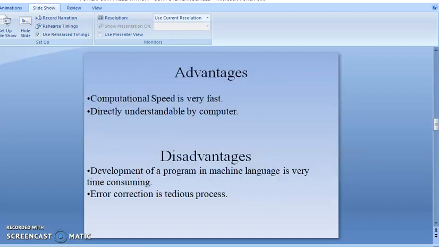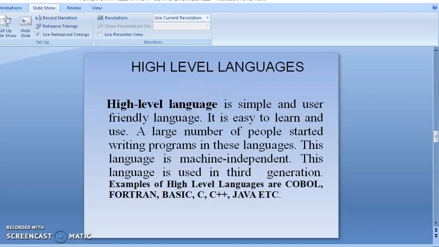Advantages: computational speed is very fast, directly understandable by the computer. Disadvantages: development of a program in machine language is very time consuming. Error correction is tedious.